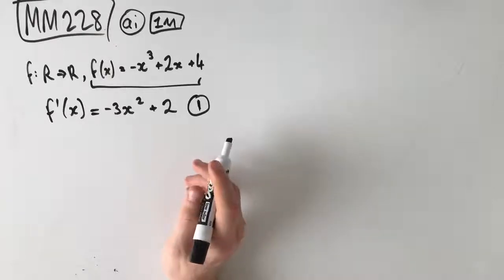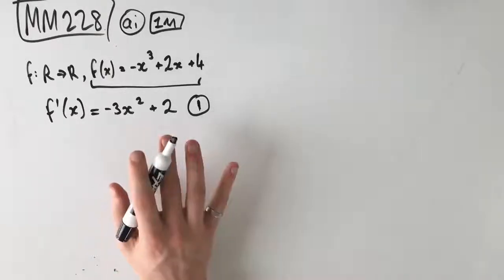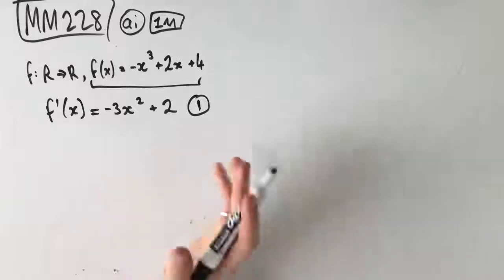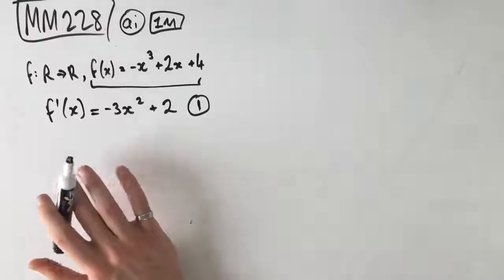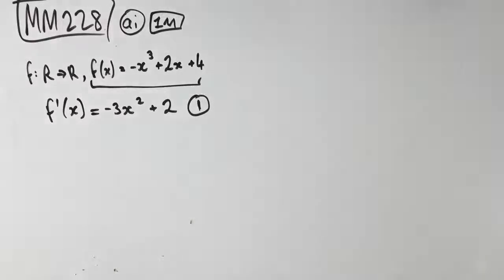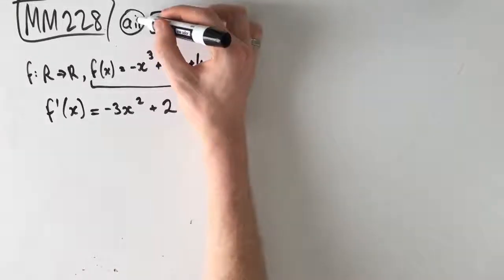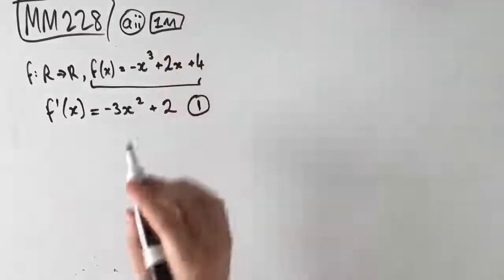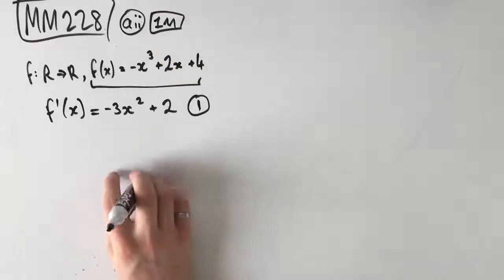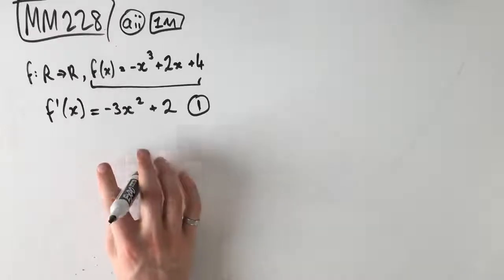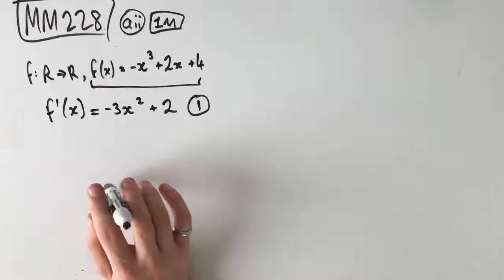You shouldn't really trip up too much on this. I don't think I need to explain any more about this. If you have any questions, just let me know, but let's just move on to part AII. So part AII is, again, just a 1 mark question, and it says for f, show that f dash of x is less than or equal to 2 for all values of x.